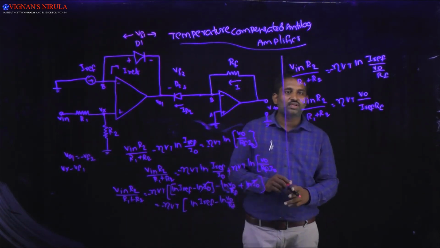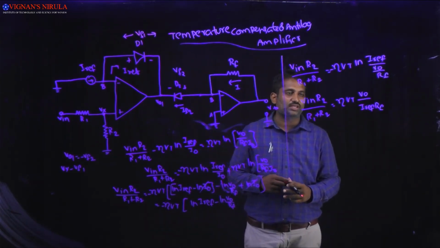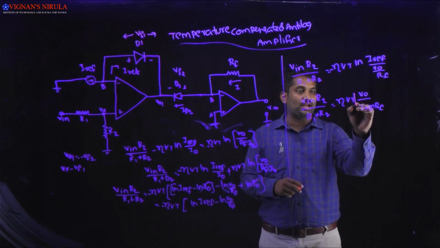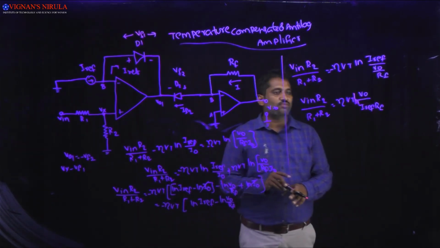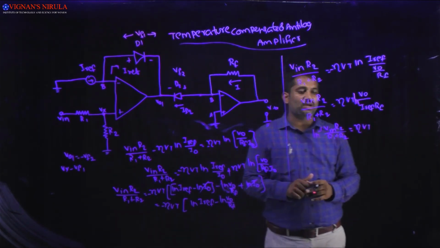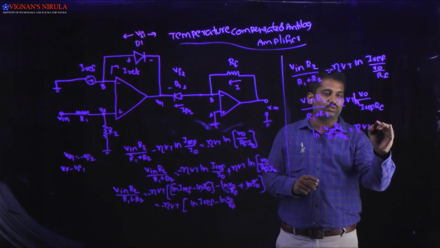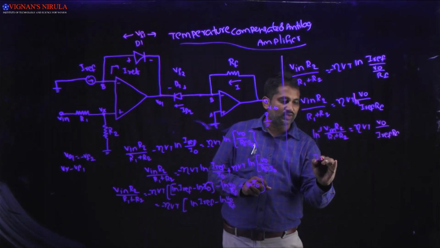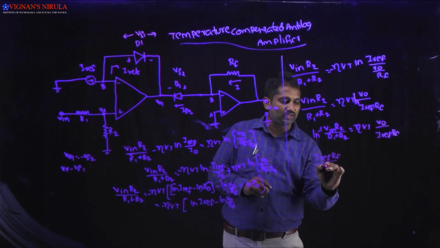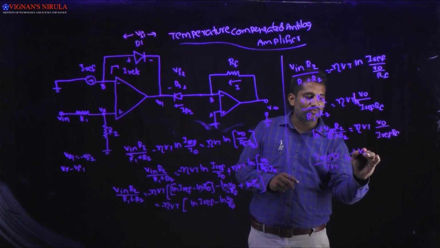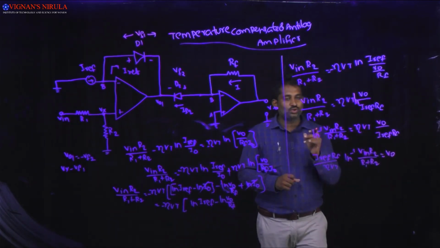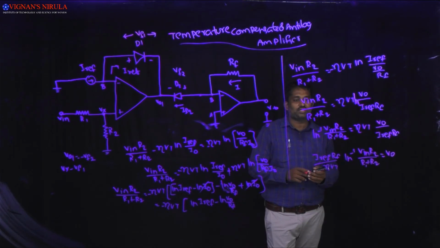So we will get Vin into R2 by R1 plus R2 is equal to eta Vt ln of V naught by I reference by Rf. Now take this side, eta into Vt ln, this is very important, ln of V naught by I reference into Rf. So now, R2 by R1 plus R2 into Vin is equal to eta into Vt ln of V naught divided by I reference into Rf. So from this, I reference into Rf divided by eta into Vt, the anti-log of Vin into R2 divided by R1 plus R2, is equal to V naught. So from this what we can understand is V naught is varying as the anti-logarithm of the input voltage.